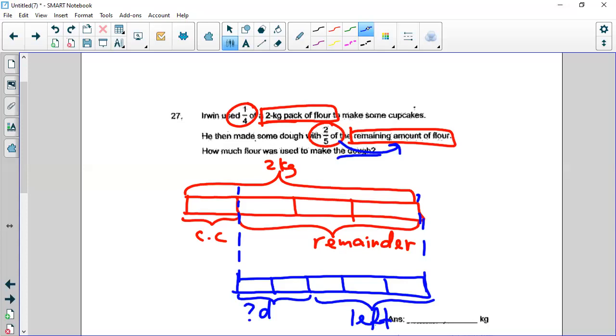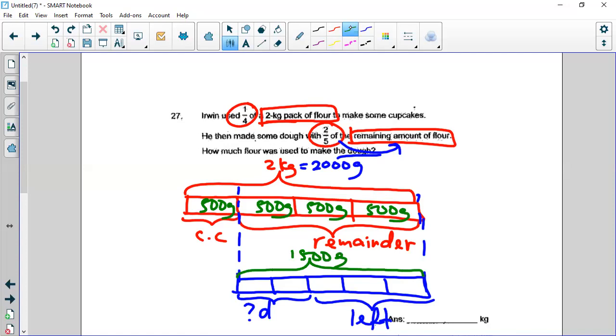Then how to do? Well, you can make all the boxes equal, or you can change this into 2,000 grams. Then you divide by 4 big boxes. That will be 500 inside. And then how much is the remainder? The remainder is 500 times 3, which is 1,500 grams. And then divide by 5 small boxes. That will be 300 grams inside every box. So how much flour did she use to make the dough? 300 times 2, that will be 600 grams.